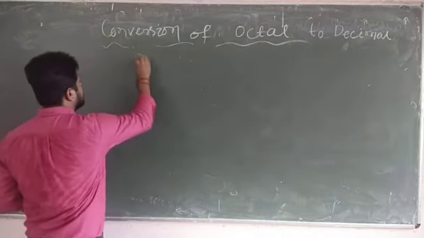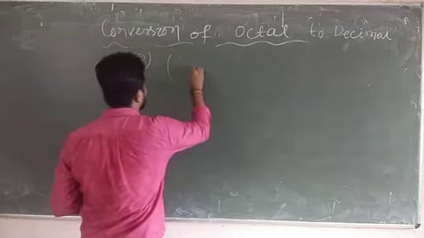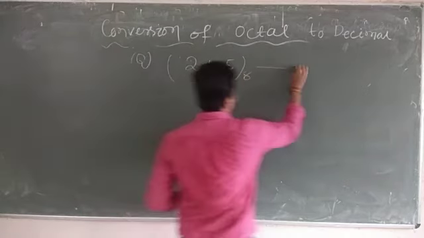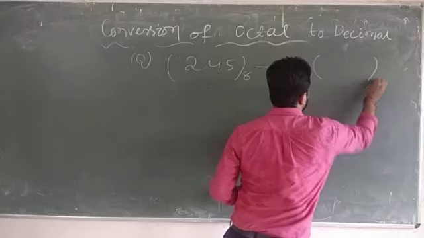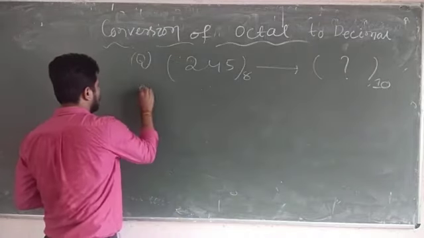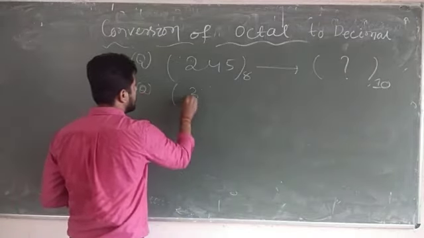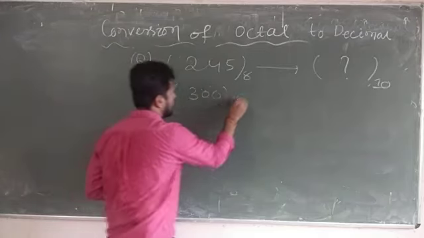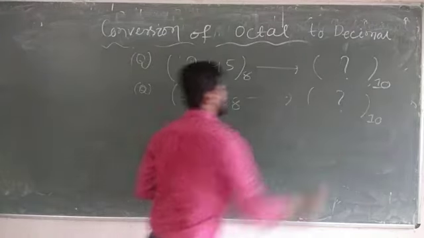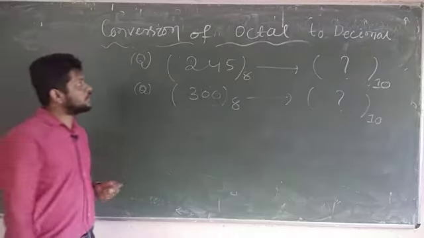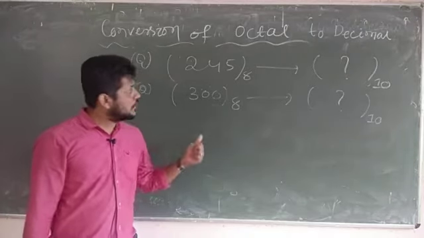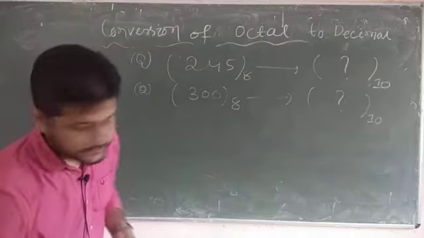Then homework question, try to convert this number 245 in octal and I want the answer in decimal. And the next question is 300 in octal and just try to convert it into decimal. So these are the two questions that you need to solve at your home by own. If at all any doubt, you can ask me.